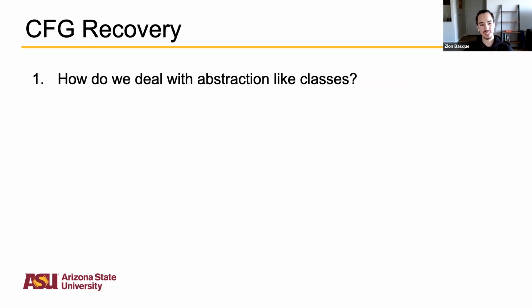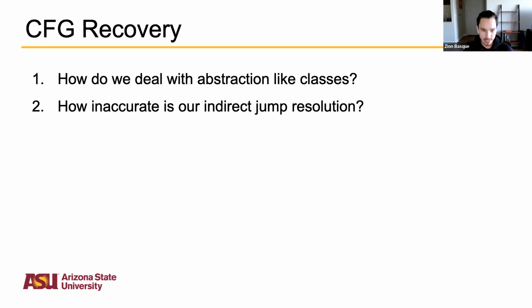Two last topics. We have CFG recovery, which is how do we deal with abstractions like classes, which again has to do with indirect jumps. How do we make indirect jumps work when we have classes that may have virtual things? How inaccurate is our indirect jump resolution currently? We don't have a research study which answers any of these questions. And the more inaccurate your CFG is, the more inaccurate your decompilation is.